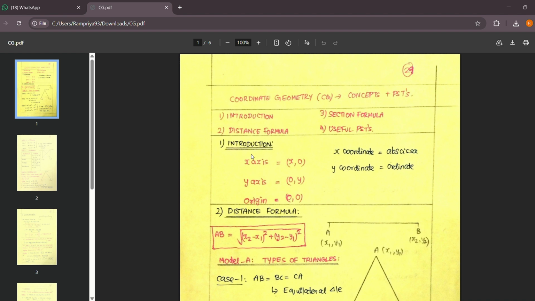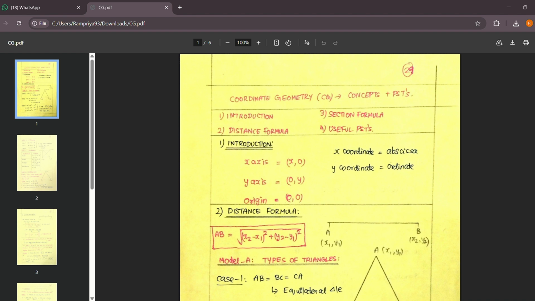Okay, so coordinate geometry, you all know, is the study of coordinates. So x coordinate and y coordinate. X coordinate is otherwise called abscissa and y coordinate is otherwise called ordinate. So generally the x axis is represented by x comma 0, the y axis is represented by 0 comma y, and the origin is represented by 0 comma 0.